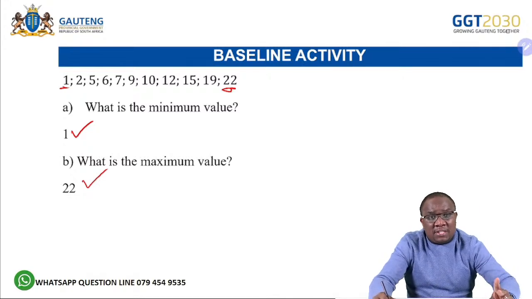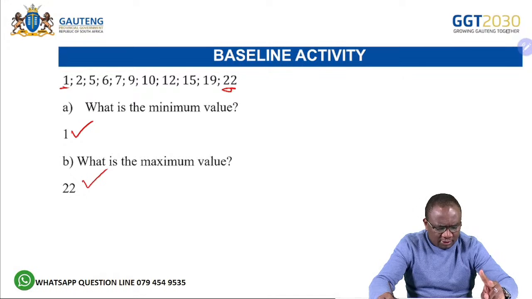So remember we said we're going to talk about the 5-number summary. We have 2 already. The minimum and the maximum. We're left with 3.